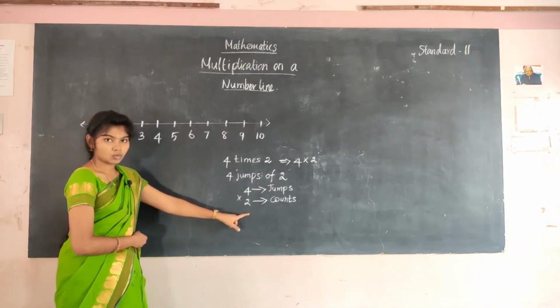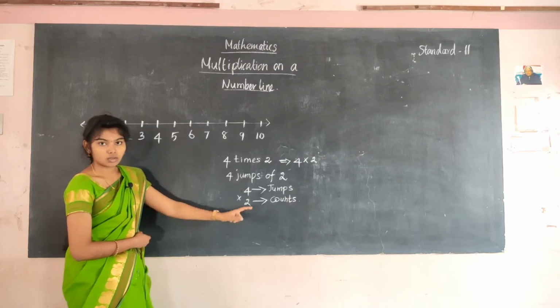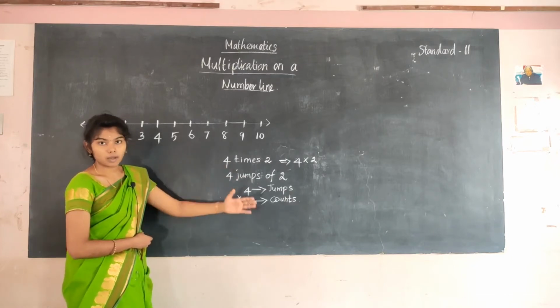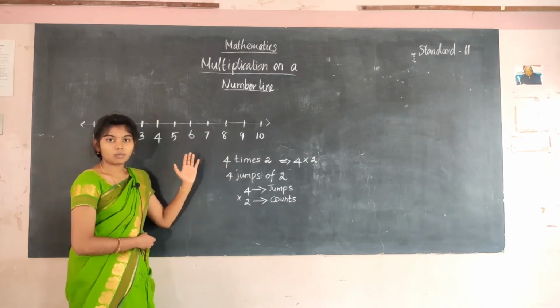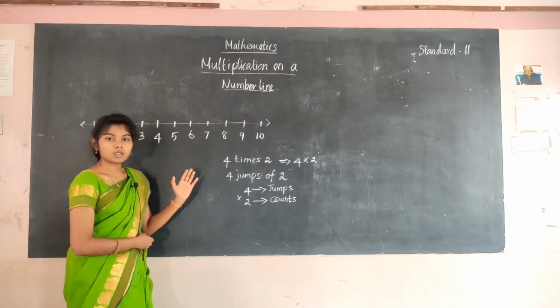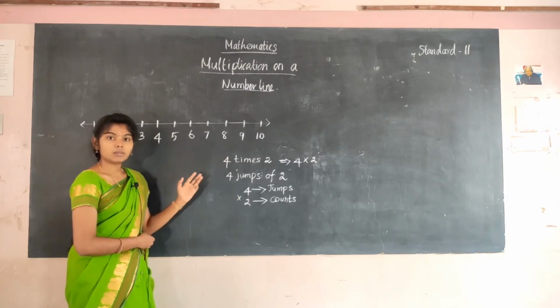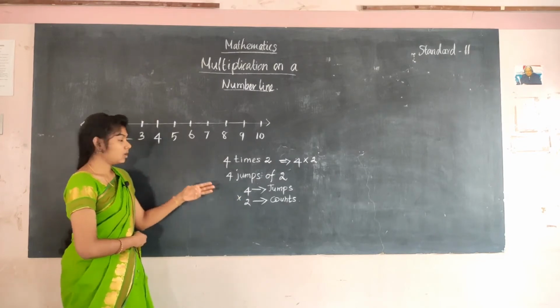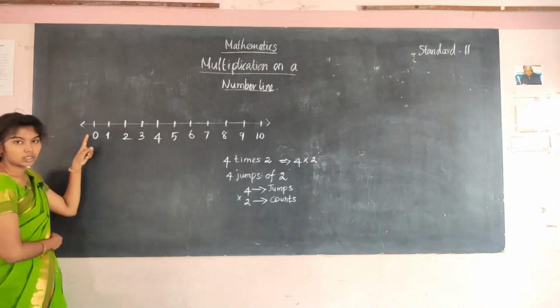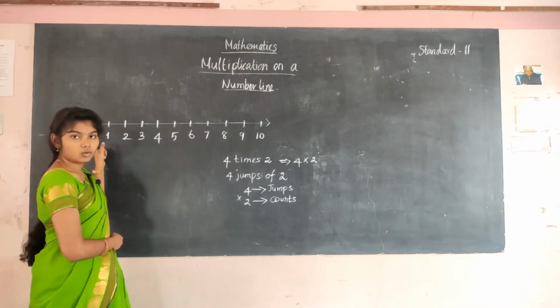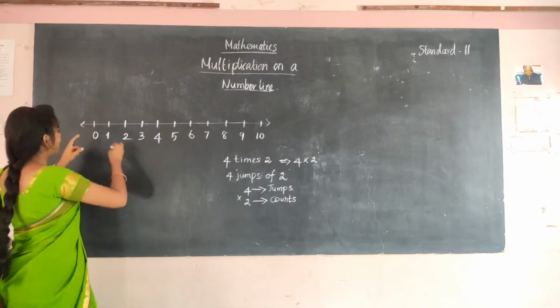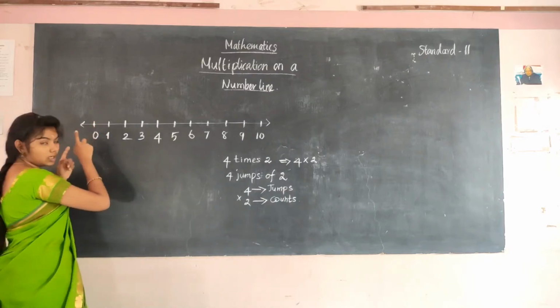2 means the counts, so you have to skip by 2. You already know how to skip from one number to the next number. 2s means you have to skip by 2s, or 3 means you have to skip by 3s. So we have to start from 0. The number line starts from 0. From 0 you have to start.